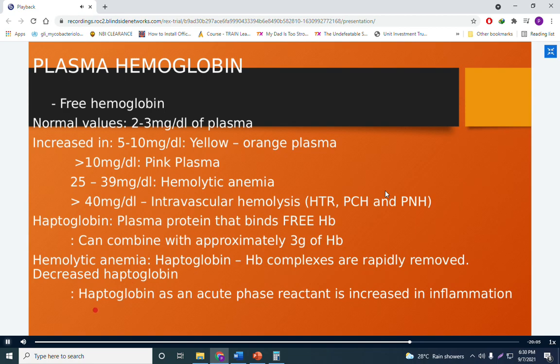Now, class, haptoglobin is also an acute phase reactant, which increases in inflammation. So your acute phase reactants, class, this is going to be discussed in your CC as well as in your immunoserology. So isa siyang acute phase reactant, class, haptoglobin.